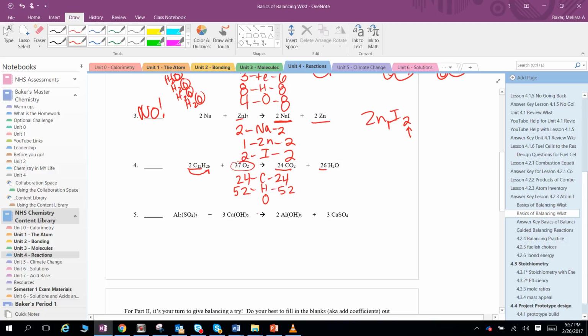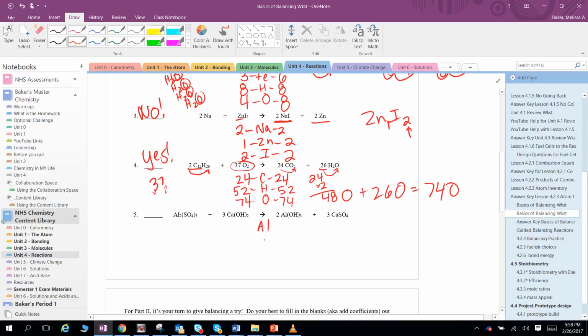37 O2s. So we've got to do 37 times 2, 74 oxygens on the left. Now we've got 2 spots with oxygens on the right, so we've got to be careful. We've got 24 CO2s. That's 24 times 2, 48 oxygens. Plus another 26 oxygens. That makes 74 oxygens. So this is definitely balanced.